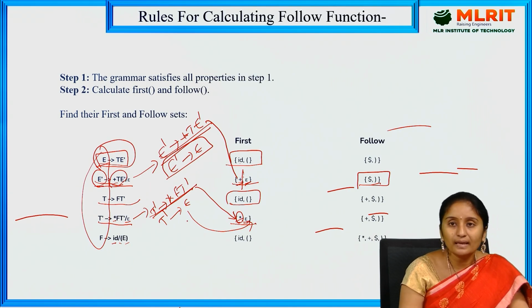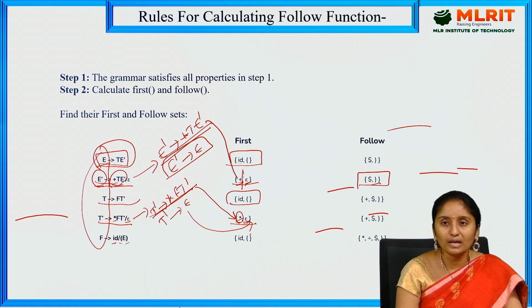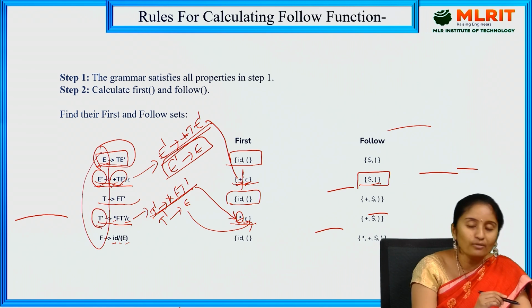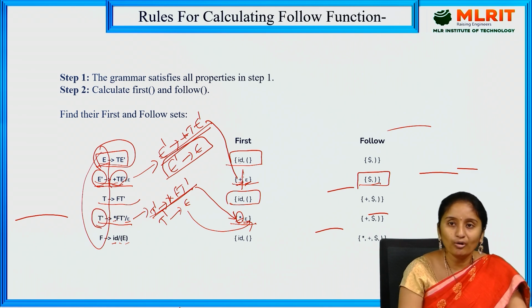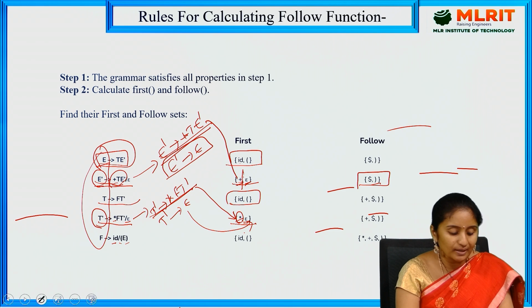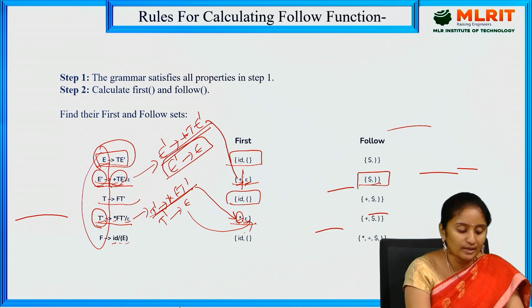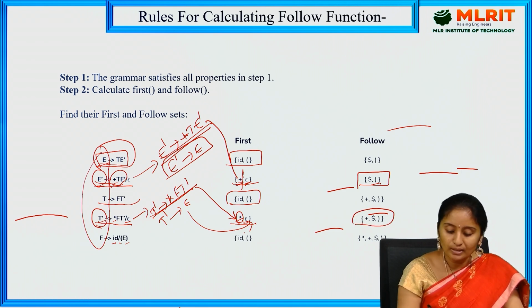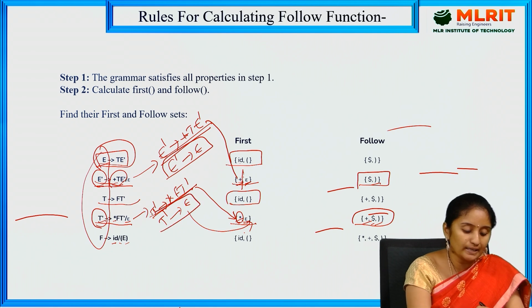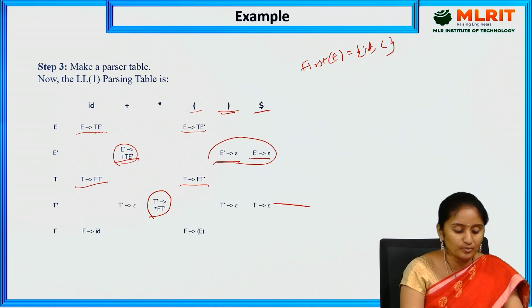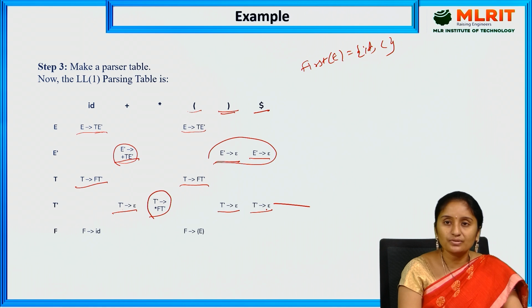To construct an LL1 parsing table, in the first function we should not have epsilon. If we have epsilon, we go for the follow of T'. What is follow of T'? Plus, dollar and closed bracket. In the place of those, I need to place T' tends to epsilon. So I got T' tends to epsilon under plus, closed bracket and dollar.